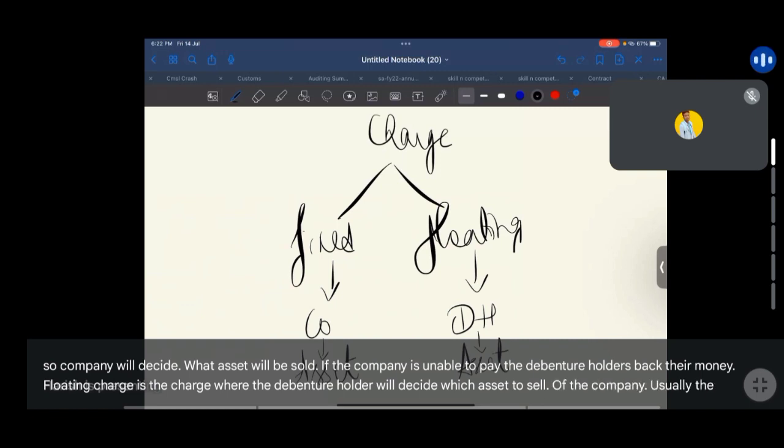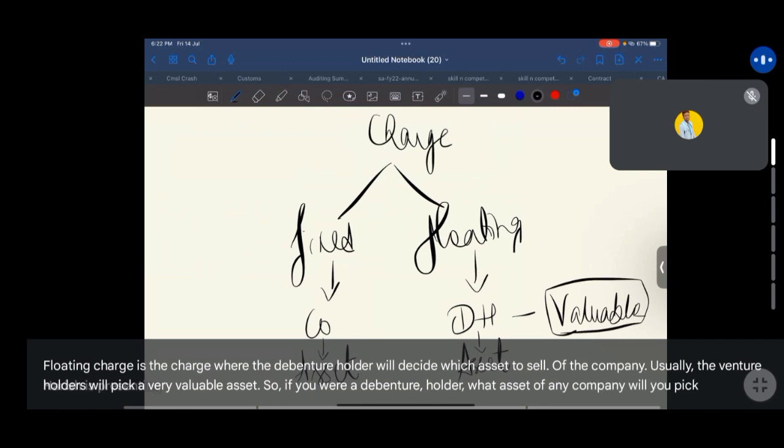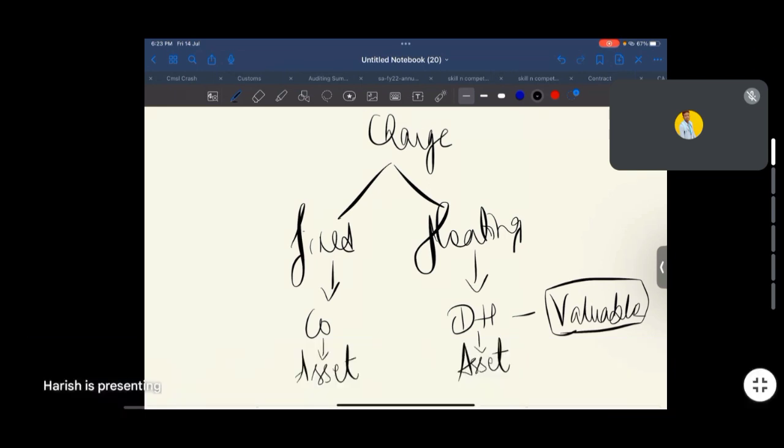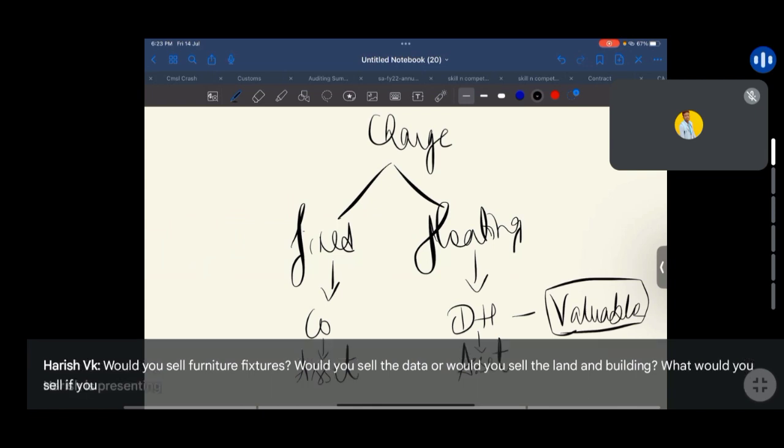Usually, debenture holders will pick a very valuable asset. So if you were a debenture holder, what asset of any company will you pick in order to sell it and get your money back, which is considered a very valuable asset? Would you sell furniture, fixtures? Would you sell the debtors, or would you sell the land and building? What would you sell if you were a debenture holder?